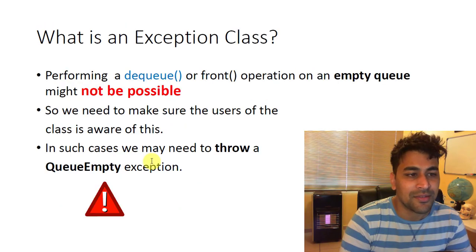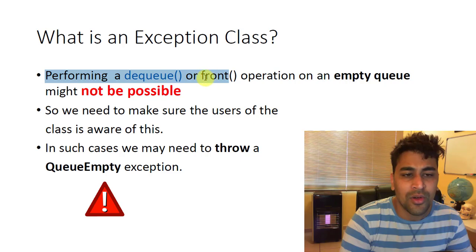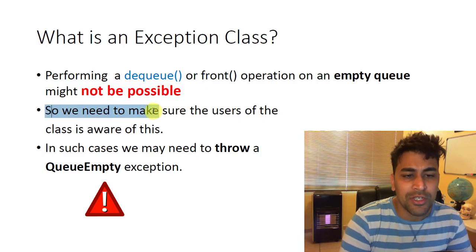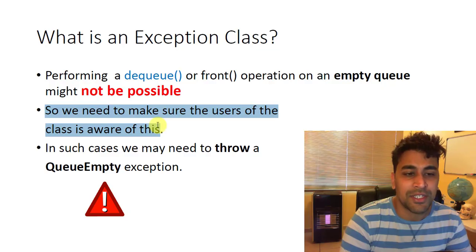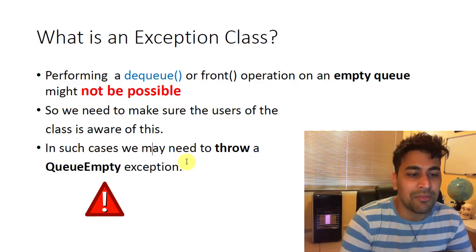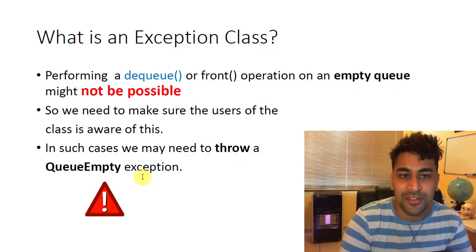What is an exception class? Sometimes performing certain operations causes our data structure to malfunction or to not be able to process the operation. For example, performing a dequeue or front operation on an empty queue might just not be possible because the queue is empty. So we need to make sure that users of the class are aware of these limitations of the data structure. In such cases, we may need to throw a queueEmpty exception, which is a string given to the user that indicates the limitation of the data structure.